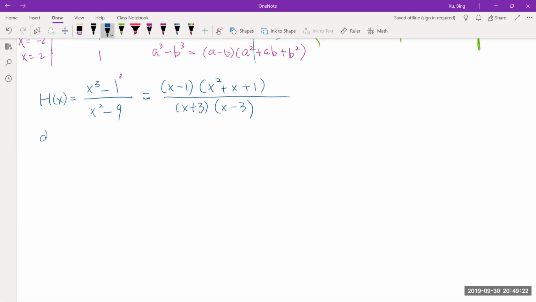All right. Now, first we look at the domain. For domain, you only look at the denominator, right? So x cannot be 3 or negative 3. Now, x-intercept. For x-intercept here, we look at the numerator. The zeros of the numerator will be the x-intercept. So 1 is pretty obvious coming from here. So (1, 0) is one x-intercept.